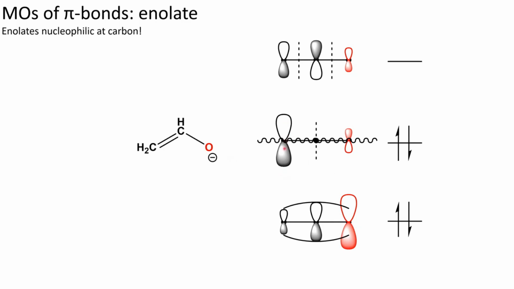What does that mean? If the orbital contribution on carbon is greater than it is on oxygen in the highest occupied molecular orbital, and if this is the orbital that the enolate uses to be a nucleophile, and there's greater contribution on carbon, it proves that enolates are nucleophilic at carbon. They are preferentially nucleophilic at carbon because the greater orbital contribution comes from carbon in the highest occupied molecular orbital. It's just so cool.